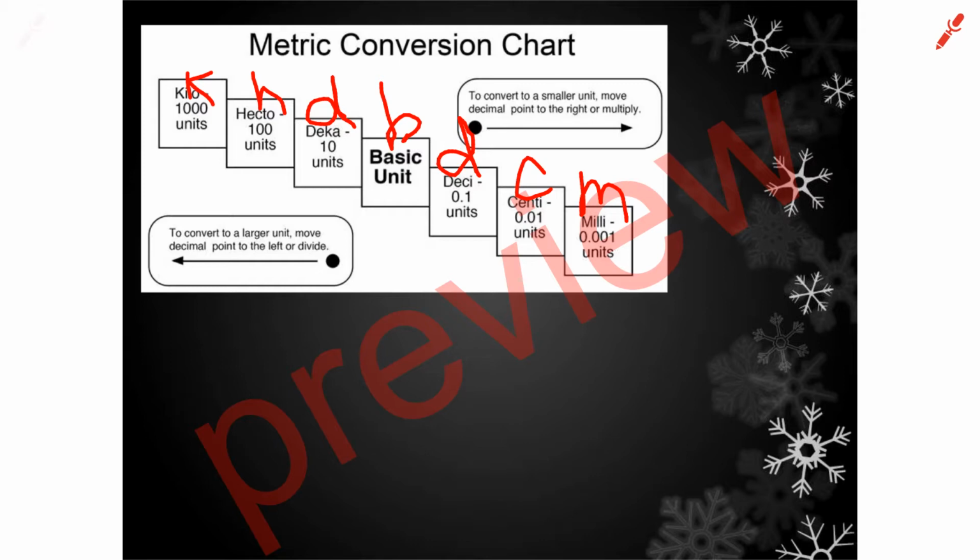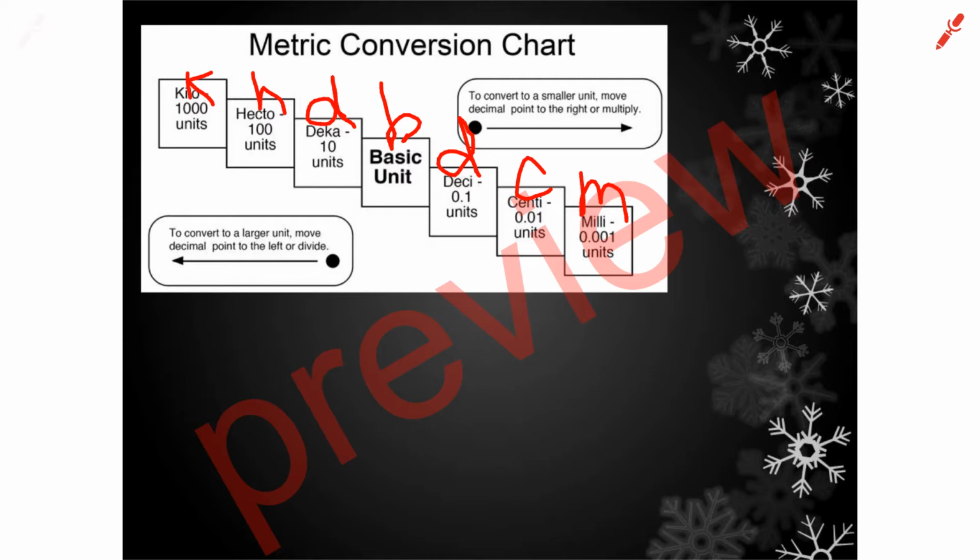A hectometer is 100 meters. So we're talking about the length of a football field. A decameter is about 10 meters. So we're talking about the length of a truck.